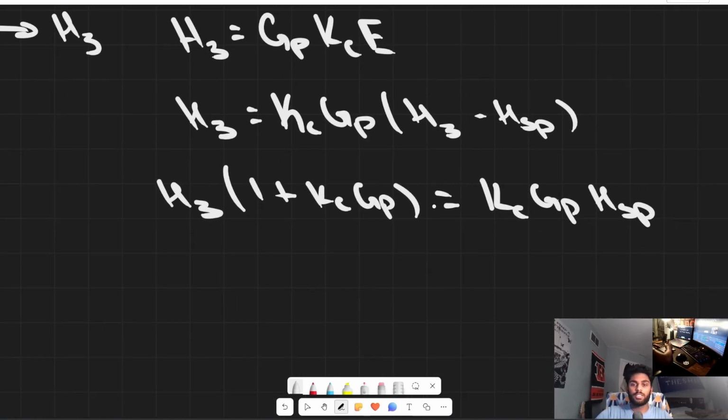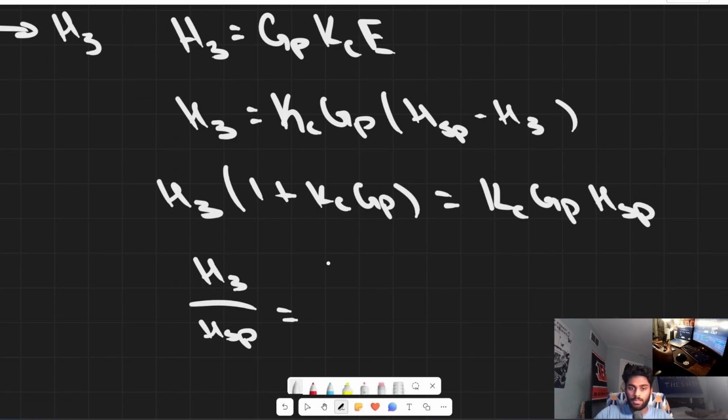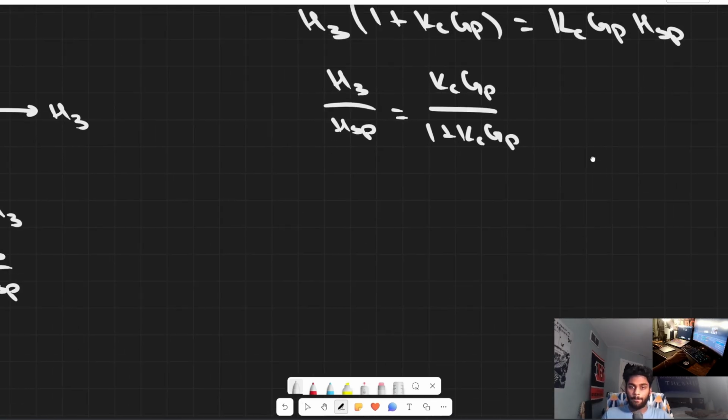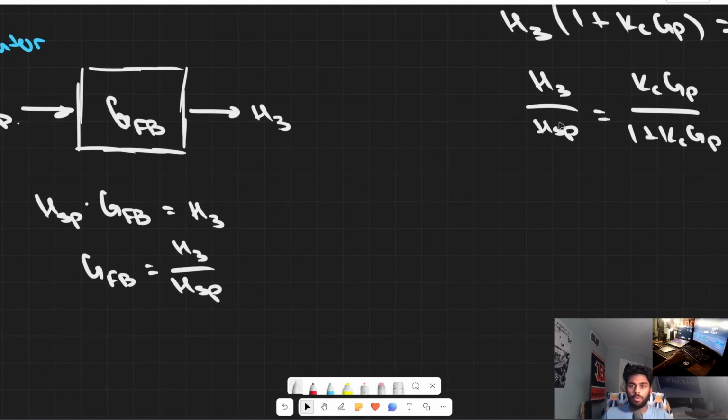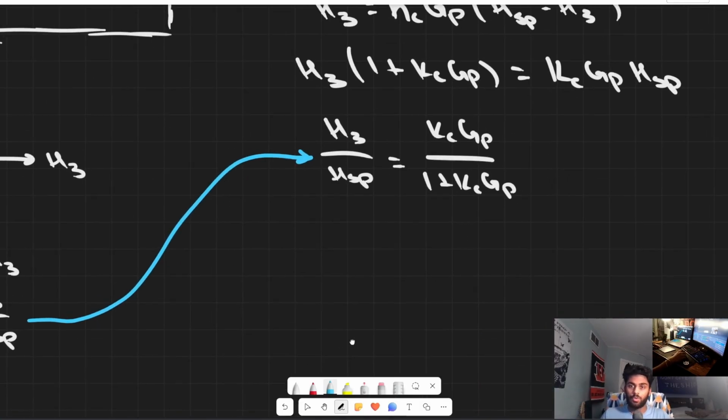And so I was actually right here. This should be HSP minus H3, which gives me this. And now if I want to find H3 over HSP, what we end up getting is KCGP over 1 plus KCGP. Right. So now we found our value for GFB. So this is our process with the feedback control.